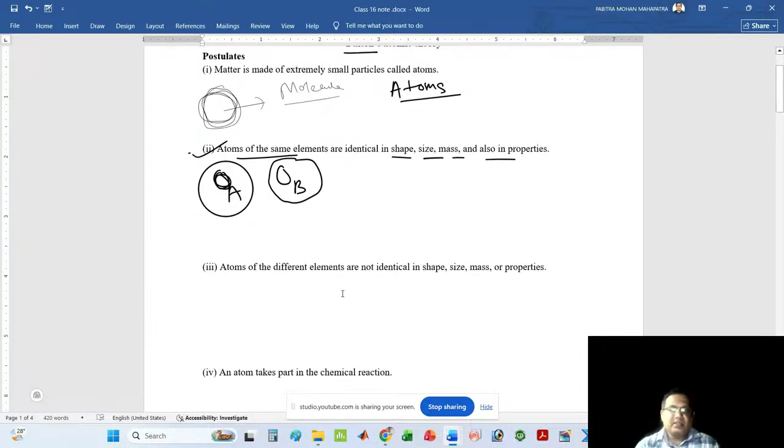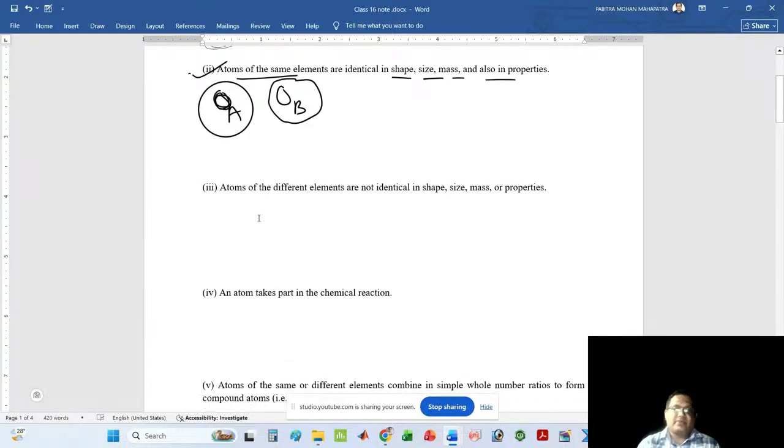Similarly, if you take atoms of different elements, suppose you take an oxygen atom and a nitrogen atom. According to Dalton's atomic theory, the shape of the oxygen atom is not the same as the shape of the nitrogen atom. The size of the oxygen atom is not the same as the size of the nitrogen atom. The mass of oxygen is not the same as the mass of the nitrogen atom. And the chemical and physical properties of oxygen are also not the same as those of nitrogen.